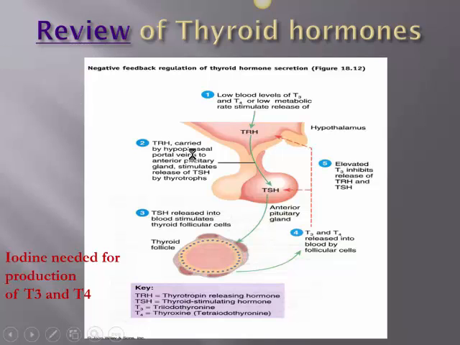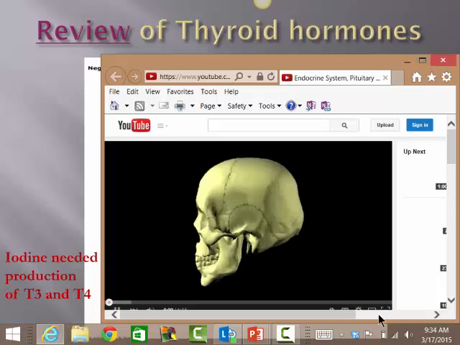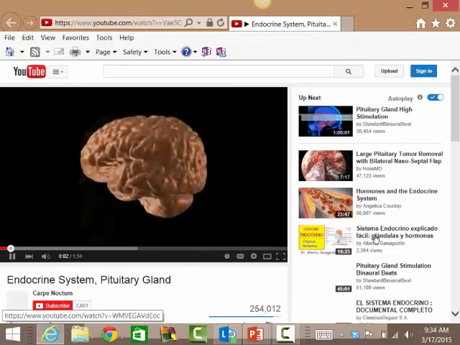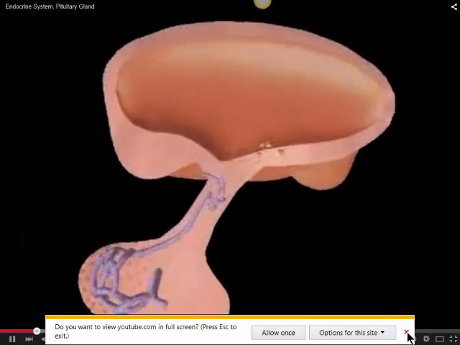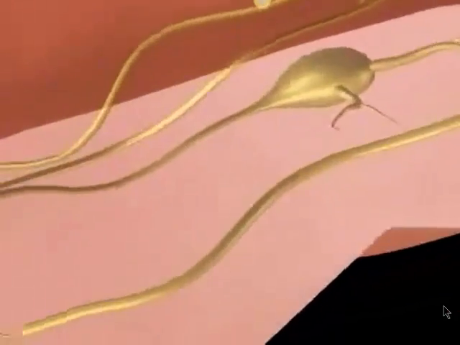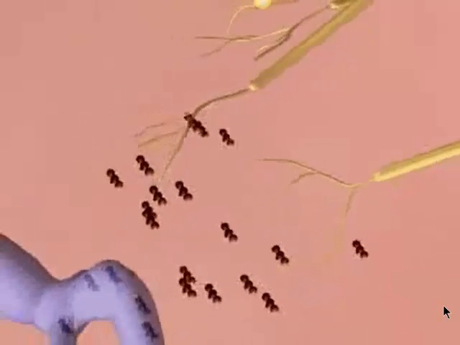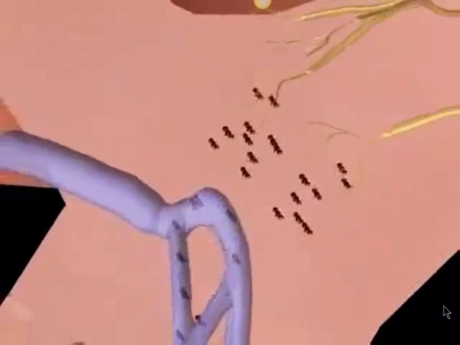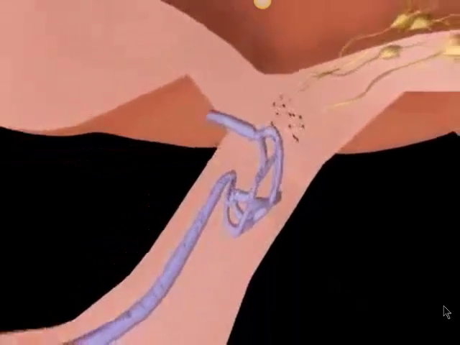So again, just to review this loop. Within the base of the forebrain is the hypothalamus, a region of the brain that integrates information from the rest of the body and regulates most of the body's endocrine systems. An example of an endocrine system regulated by the hypothalamus is the hypothalamo-pituitary axis. Some neurons within the hypothalamus produce and secrete thyrotropin-releasing hormone, TRH.